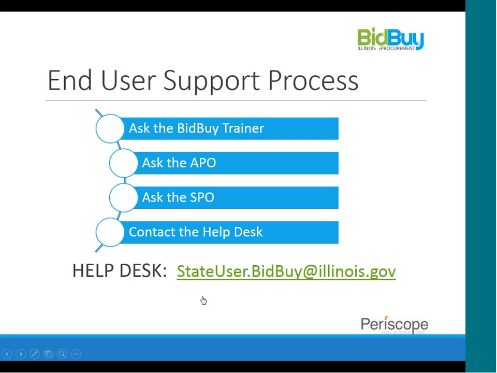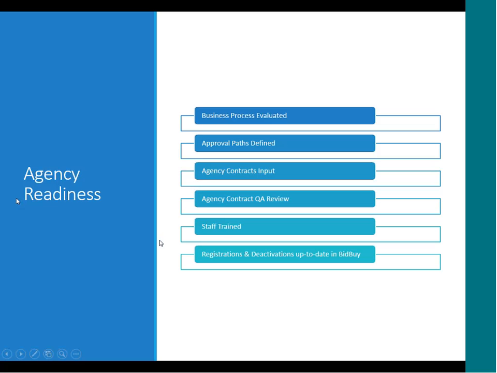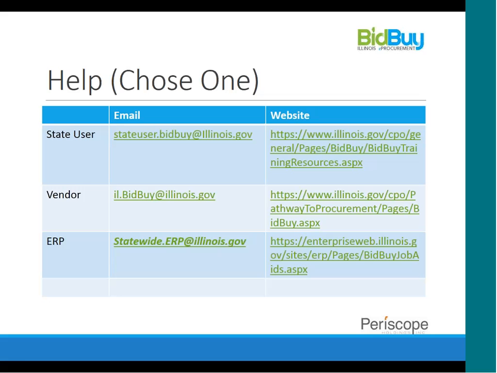We will continue to work on our end to make sure we're following the end user support process, always copying back an APO or SPO if we receive an inquiry, and so continue working on that. All of our agency readiness, I think everyone is well underway with that, so we always talk about that.